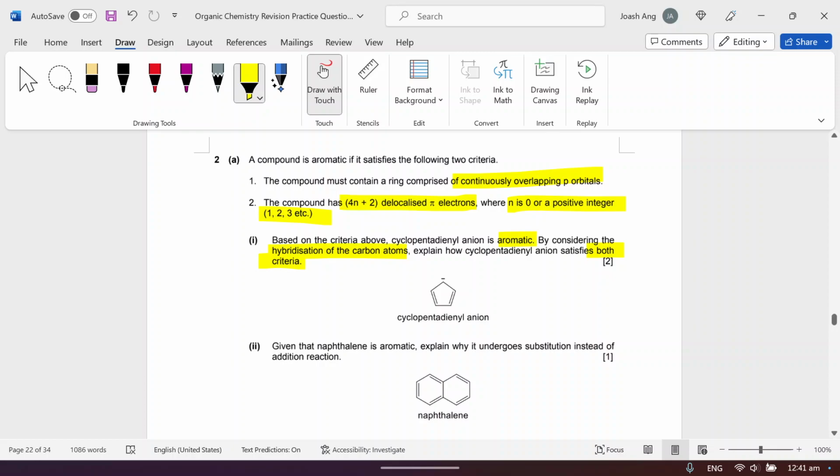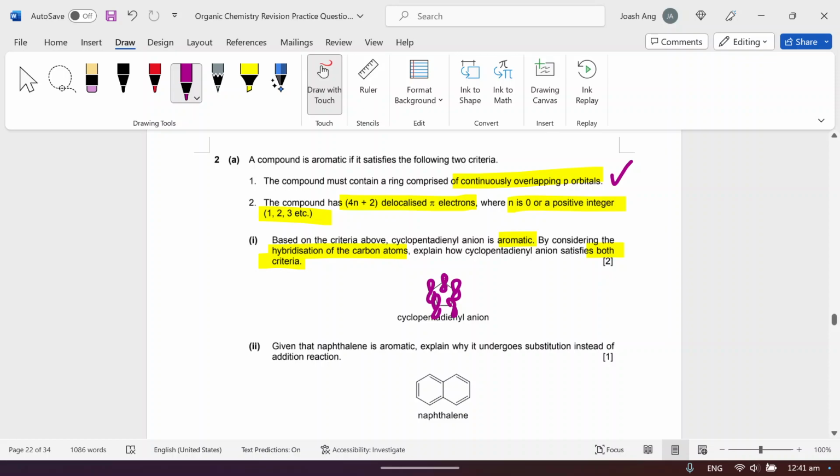Okay, so in total, we will see that there's 5 unhybridized p orbitals, including the negatively charged carbon right there. And all of them sideway overlap to cause delocalization of pi electrons. So my criteria 1 is fulfilled. They are continuously overlapping p orbitals.